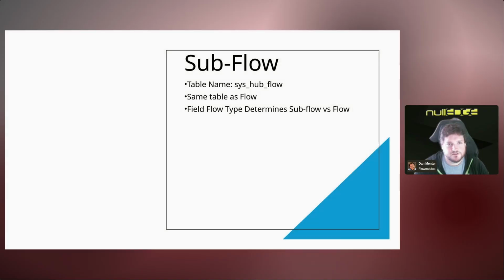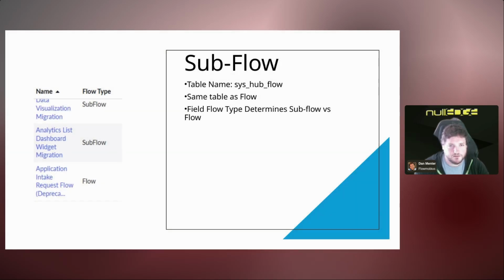The reason that flows and subflows are so similar is because they're actually on the same table. If you go to the table sys hub flow, you can see that the only real difference between the flows and subflows is that there's a field on that table called flow type, which determines the flow or subflow. I have an example here on the left-hand side. You can see the flow type is subflow or flow, and that just allows us to know what we're calling when we're going to use these later in the decision builder.